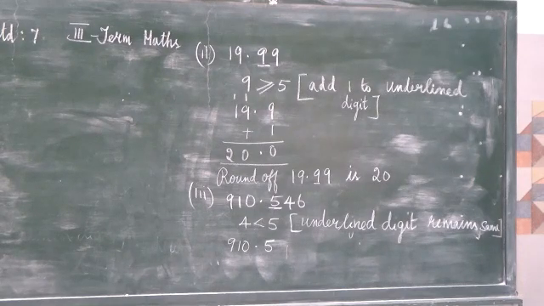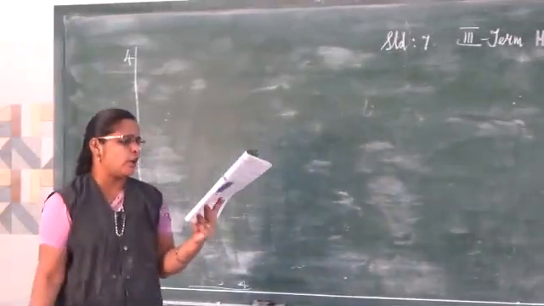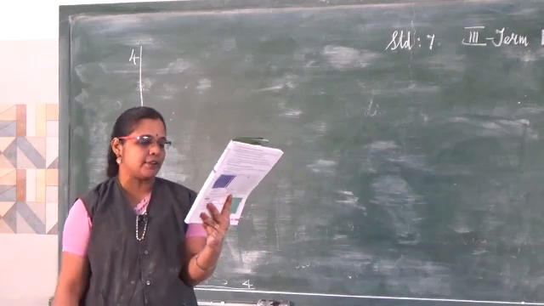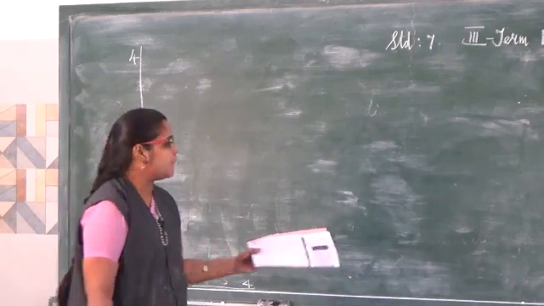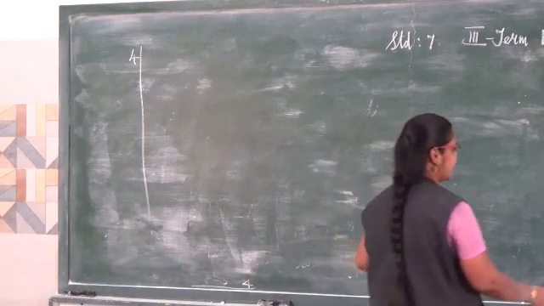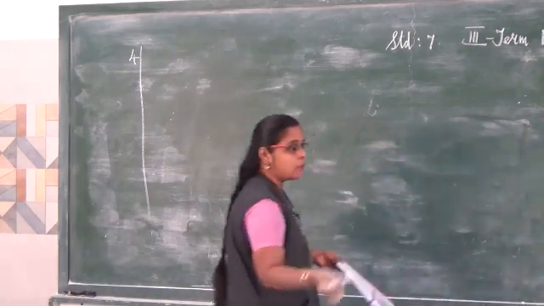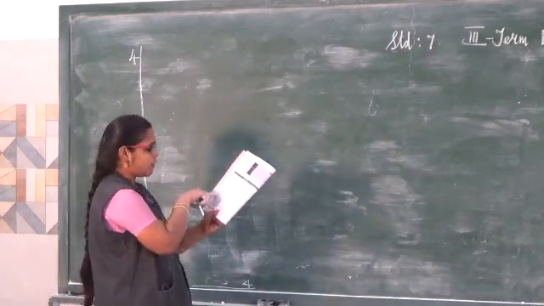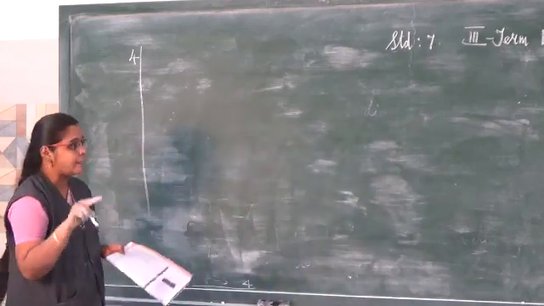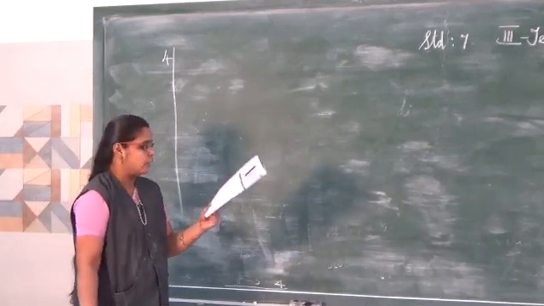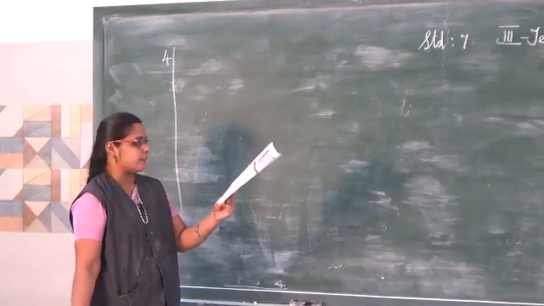Fourth problem. Round the following decimal numbers up to 2 places of the decimal. In the previous problem, we saw one decimal point, only one digit after the decimal point. Now we are going to see 2 digits after the decimal point.